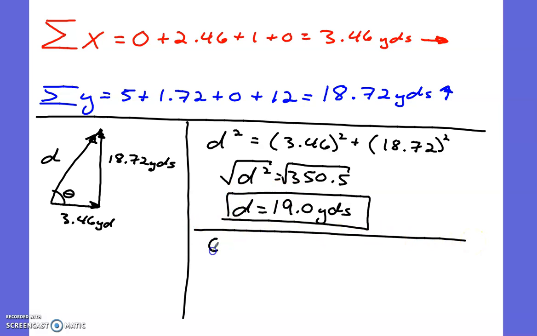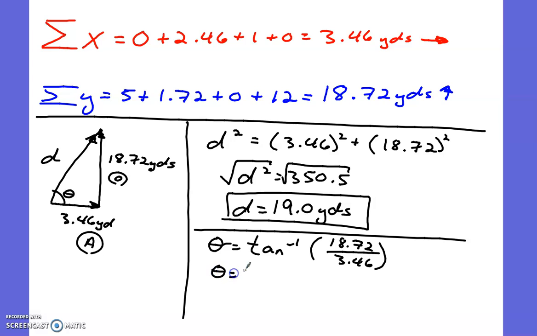We also need the angle. And to get the angle, we take the inverse tangent, because we have the opposite and the adjacent. Opposite side, adjacent side. We take 18.72, the opposite, over the adjacent, 3.46. And when I take that ratio, I get 5.41.